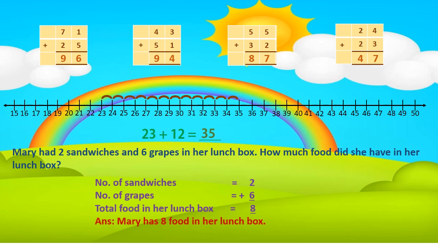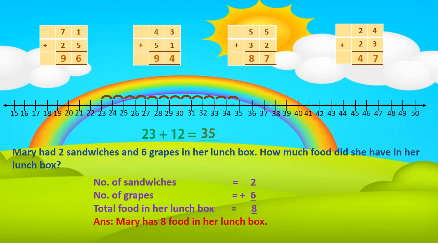Children, here are your answers. In the first one, 71 plus 25, like I always say, first add the ones column. So 1 plus 5 is 6 and 7 plus 2 is 9. So 71 plus 25 is 96. In 43 plus 51, 3 plus 1 is 4 and 4 plus 5 is 9. So 43 plus 51 is equal to 94. 55 plus 32 is 87 and 24 plus 23 is 47.